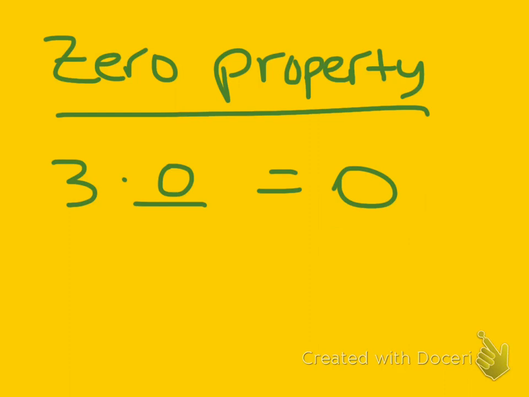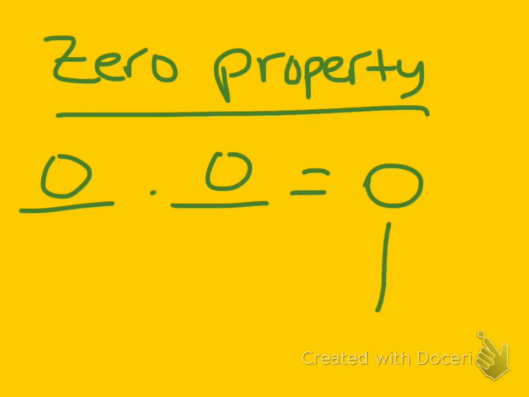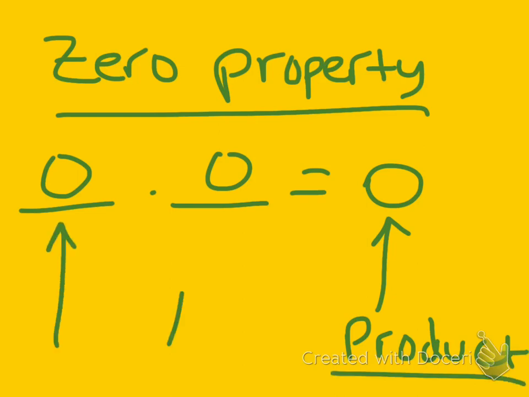And if I had 2 blanks here, something times something to give me 0, how many of them have to be 0? Only one. The other one can be any number I so desire. But they both could be 0. So the 0 property says that the only way you can get a product of 0 is if one or both of your factors are 0. Does that logically seem okay?